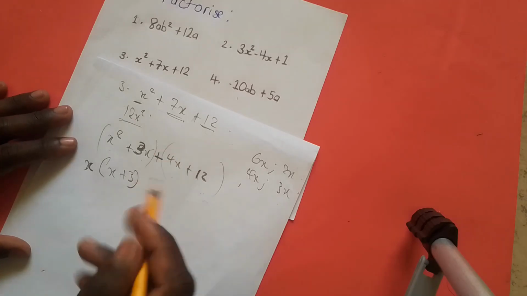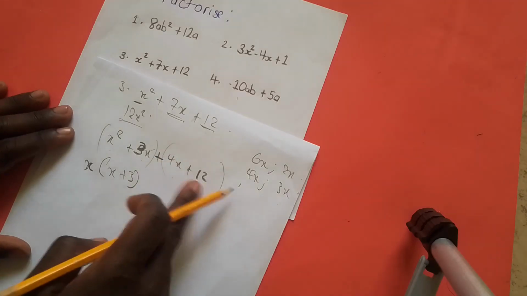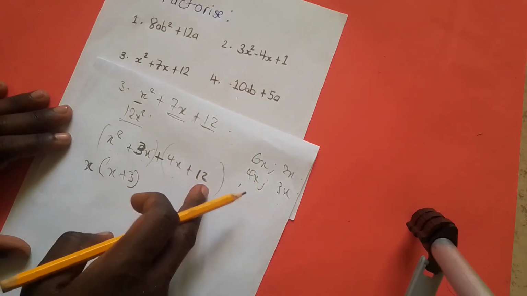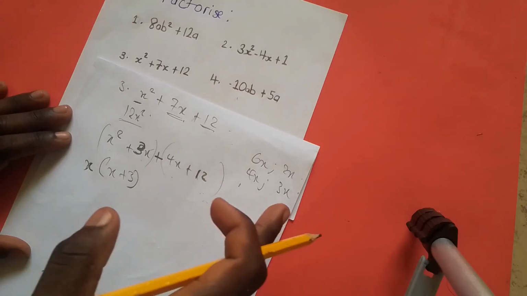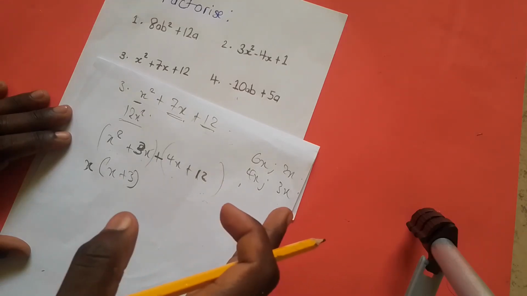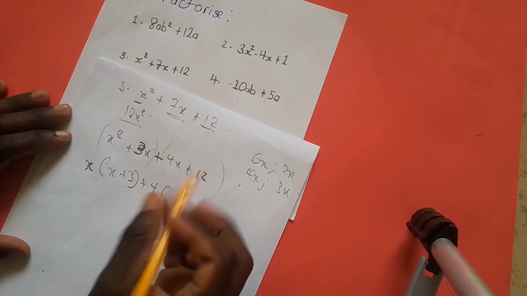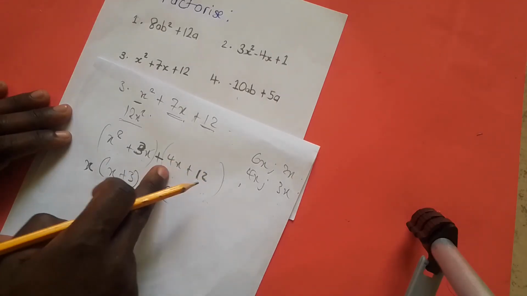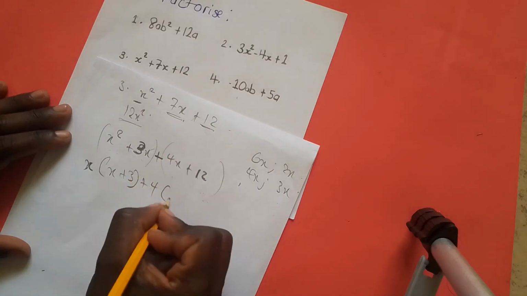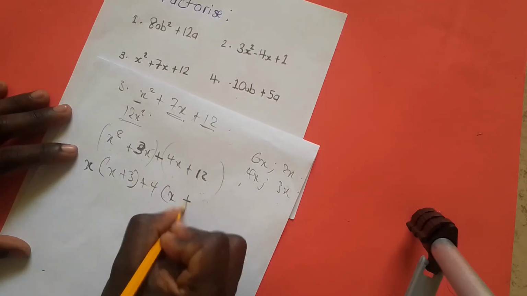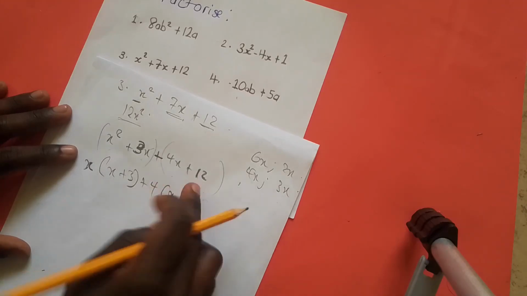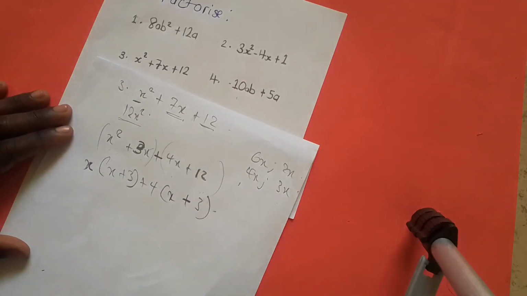Then what is the highest common factor in the second group? The highest common factor in the second group obviously is 4, right? Then we're going to write positive 4 here, then bracket: 4 into 4x, 4 comes out 4, leaving us with x, right? So x plus, here 4 into 12 is obviously equal to 3.